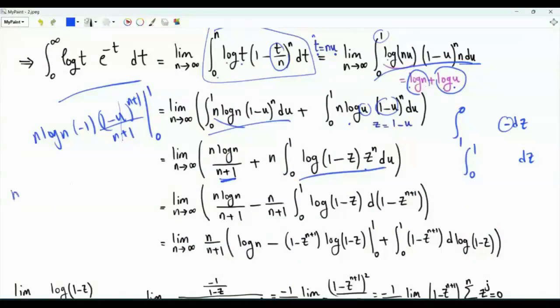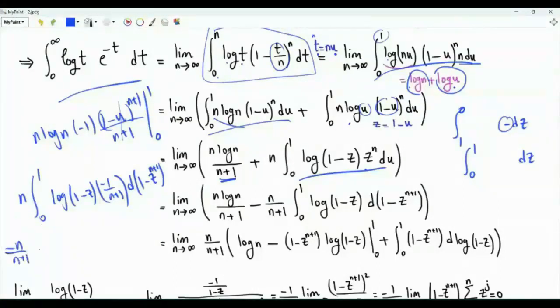Let's do integration by parts. n times the integral from 0 to 1 of log(1 minus z) minus 1 over n plus 1 d(1 minus z)^(n+1). This gives us minus n over n plus 1, (1 minus z)^(n+1) log(1 minus z), and then we have plus n over n plus 1, the integral of (1 minus z)^(n+1) d log(1 minus z).